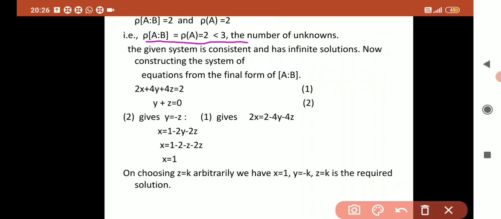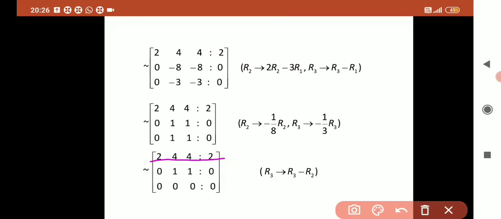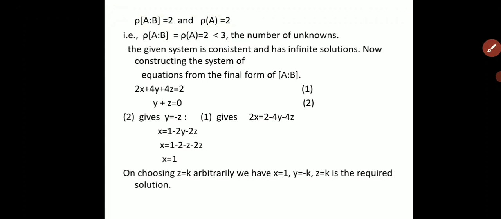Then you have to write the equations from the final form of matrix A colon B. In this previous slide we can see here, we can write the equation for this one is here 2x plus 4y plus 4z is equals to 2. This is equation 1, and from this row we can get the equation as x is 0. So no need to write this one, y plus z is equals to 0 you will get here. So these two equations you will get. Take this one as equation number 1, and the second one is y plus z is equals to 0. This is second equation. So from second equation we can say here, we'll get y equals to minus z here.